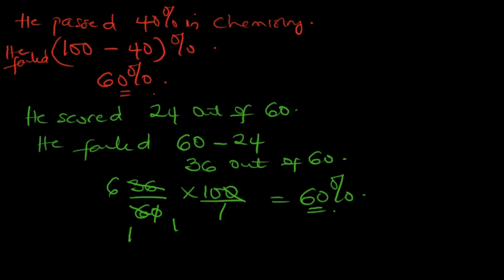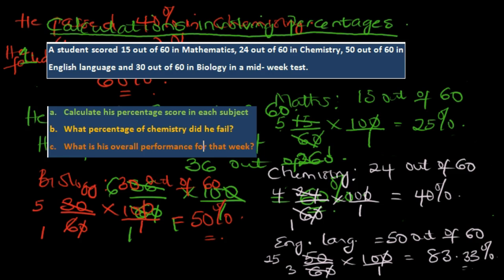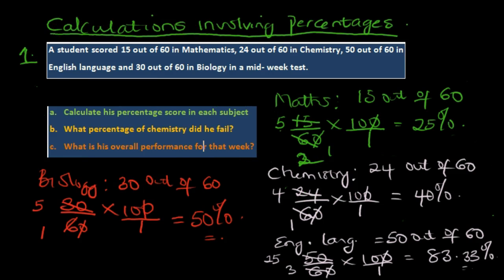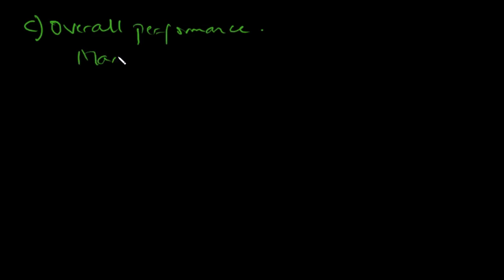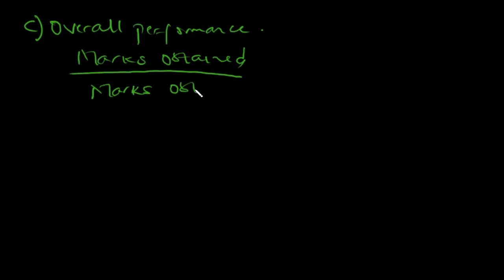So let's see the last question. The last question says, what is his overall performance for that week? Now, overall performance will be all his total score. We have overall performance now for that week. Now we have marks obtained all over marks obtainable, isn't it? In all the subjects, marks obtainable. That will be his overall performance.